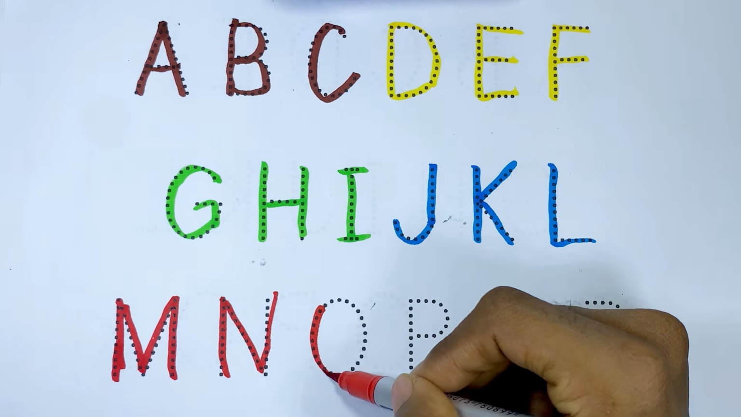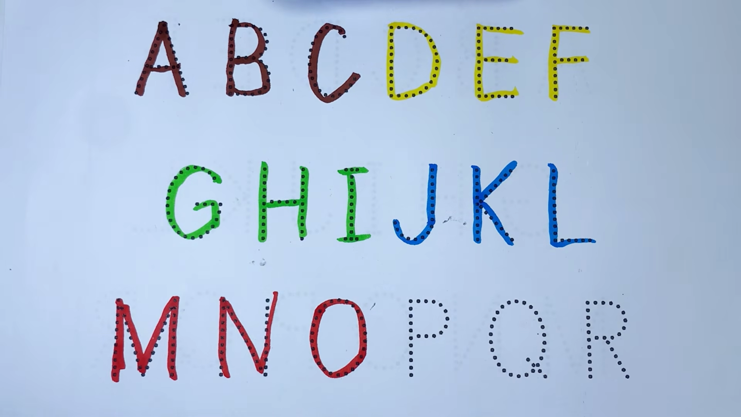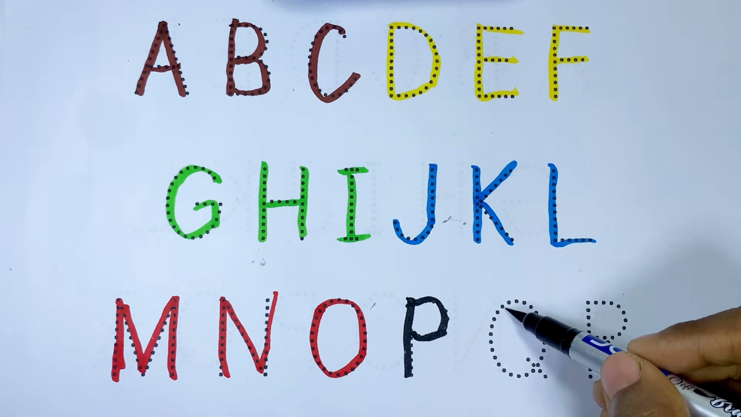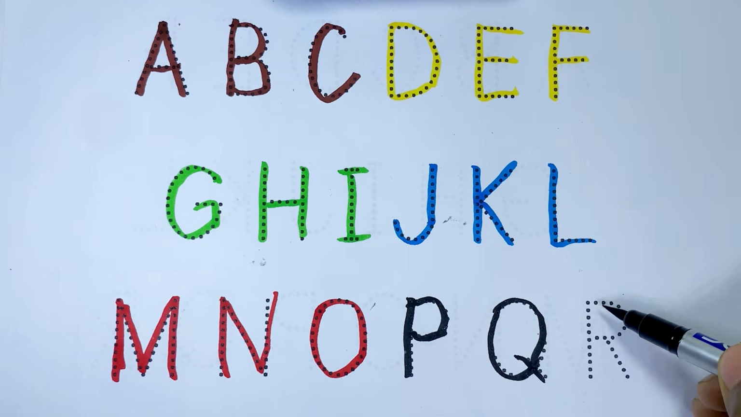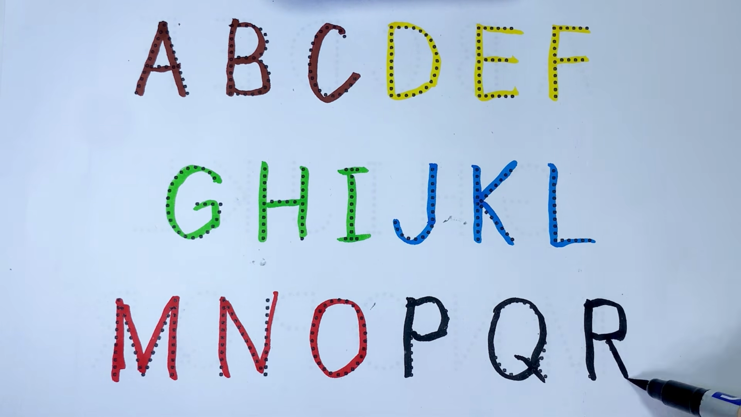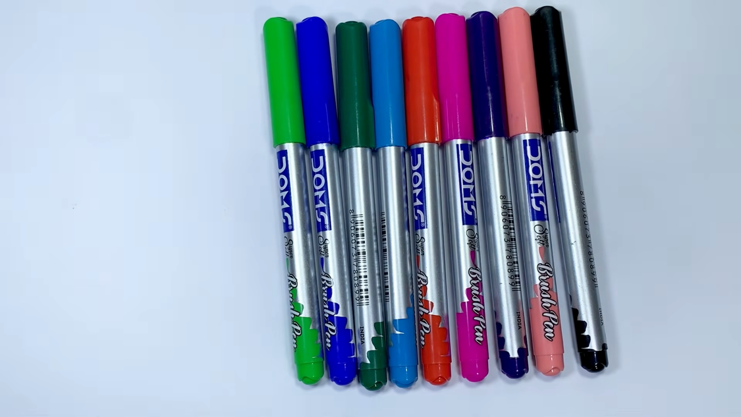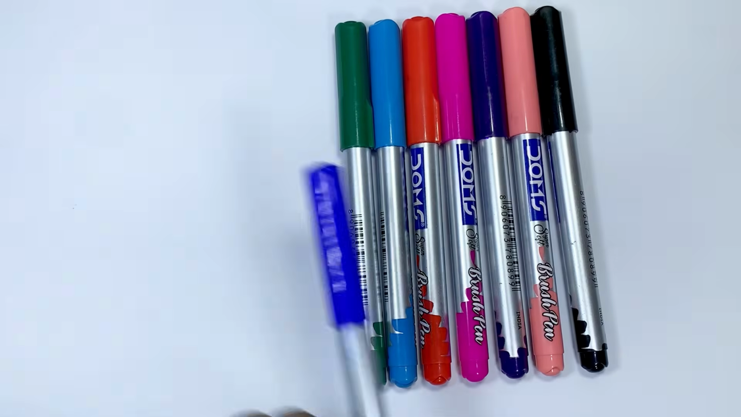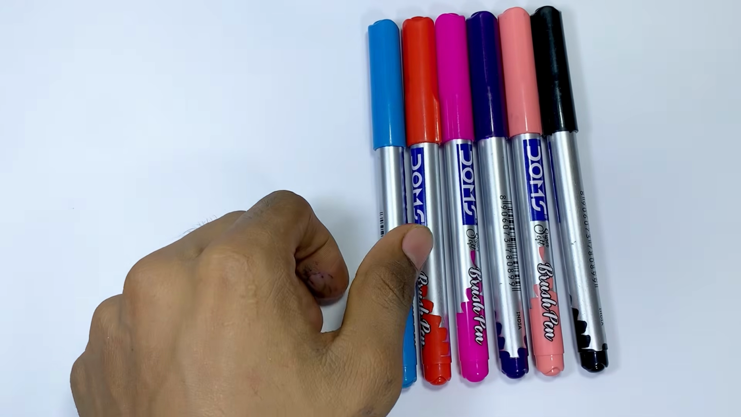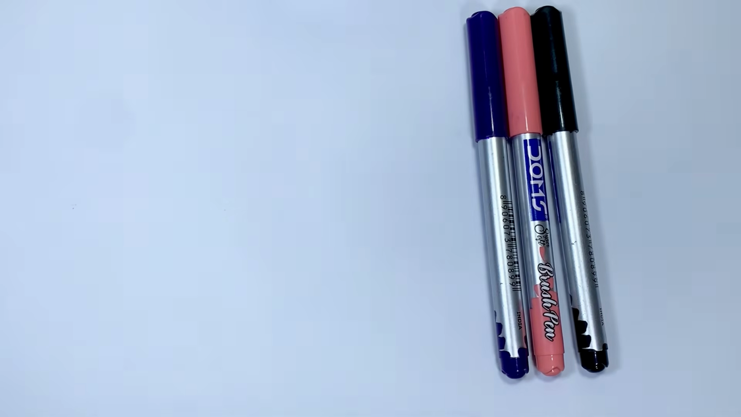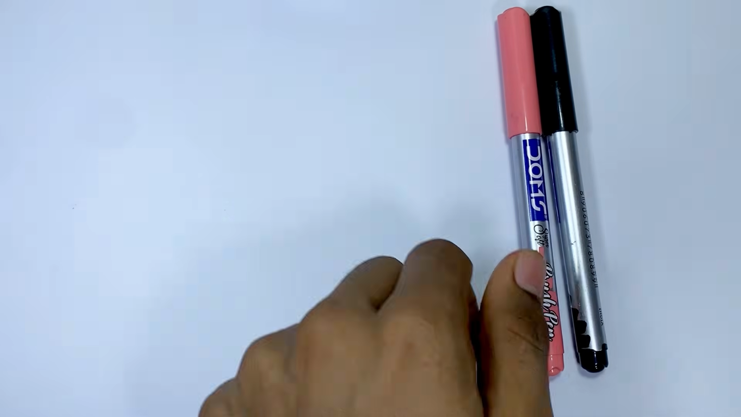N for nose. O for orange. Kids, now you draw P. P for parrot. Q for queen. R for rose. Yellow color, orange color, brown color, light green color, blue color, green color, sky blue color, red color, green color, purple color, light pink color, and black color.